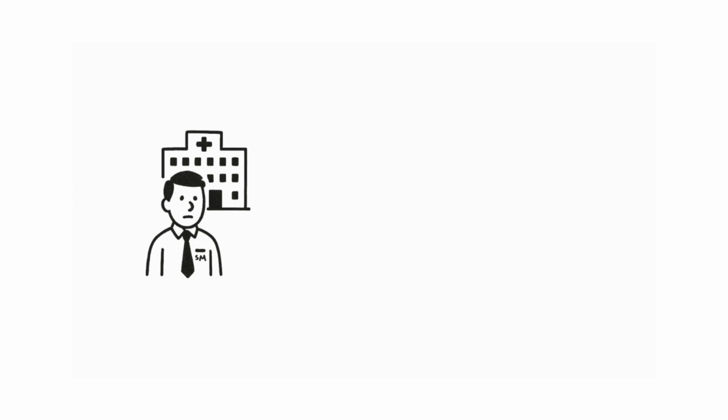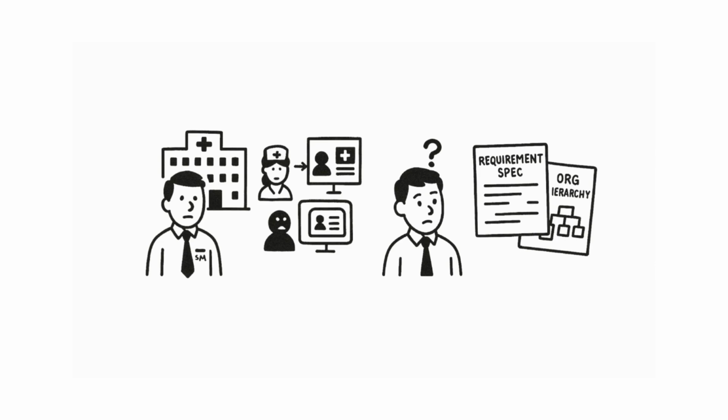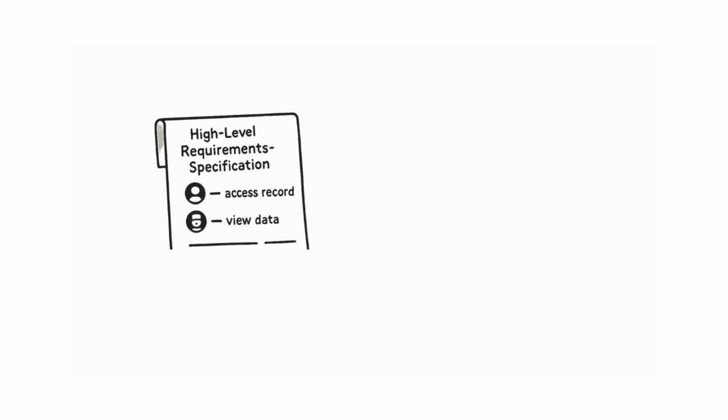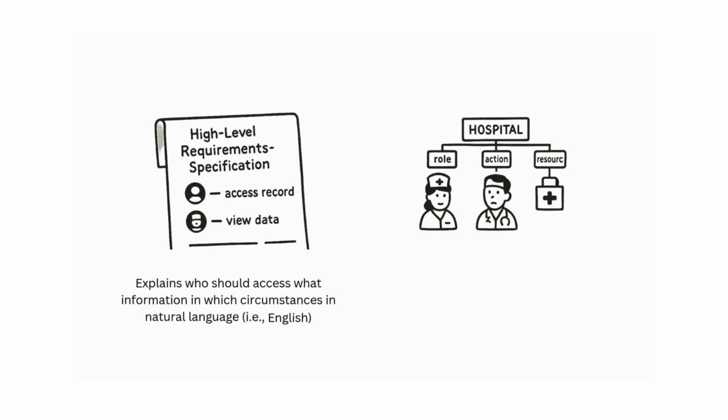Imagine you've just started as the system administrator at a hospital. Your job is to create policies for a new digital health record system, making sure doctors, nurses, and other staff have access to the right medical records, while keeping unauthorized users out. Now, you might not know every user role or access rule right away, but no worries, you've been handed two documents: a high-level requirement specification and the hospital's organizational hierarchies. The requirement spec describes in plain English who should access what and when. The org hierarchy tells you about the different roles, actions, and resources the hospital has.